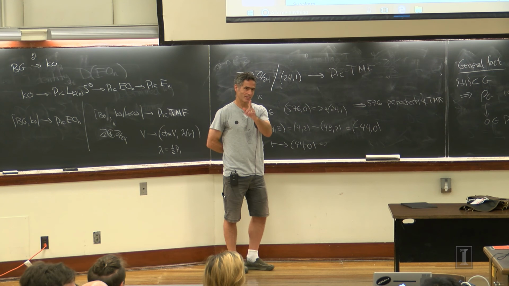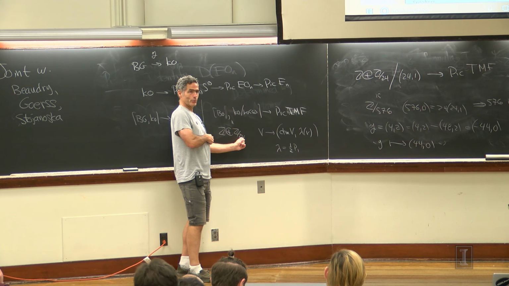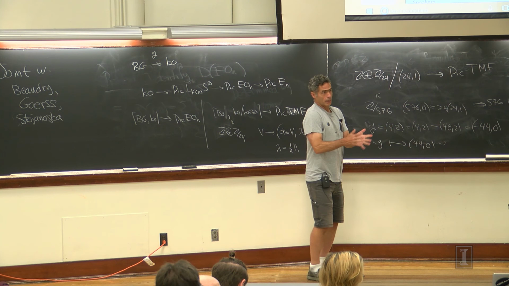Sorry, I'm sorry, but I have a better answer to your question: when you localize at a prime, you can localize this group at that prime. Okay, so that gives you an 8. Sorry about that.